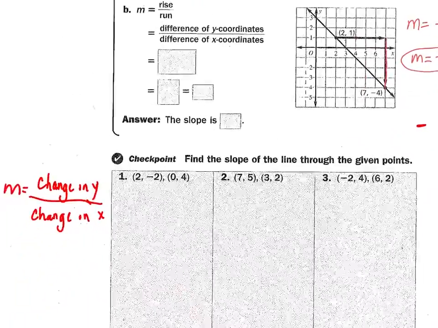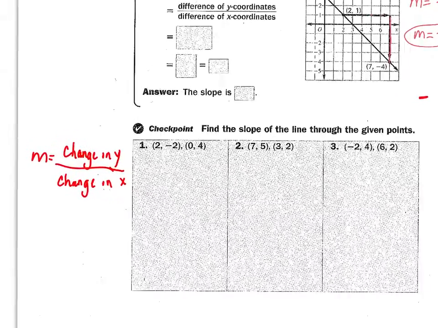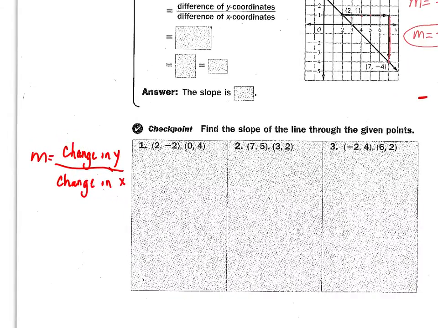Okay? When they give you 2 points, you want to find the slope, and we don't have graph paper, we're going to do y minus y over x minus x. Be consistent. So I'm just going to start with this one's y. If I take negative 2 minus 4, I have to come back and put it over 2 minus 0. Negative 2 minus 4 is negative 6 over 2, so this one has a slope of negative 3.